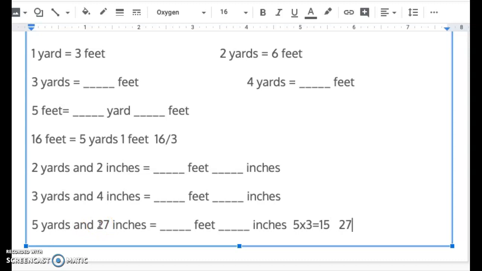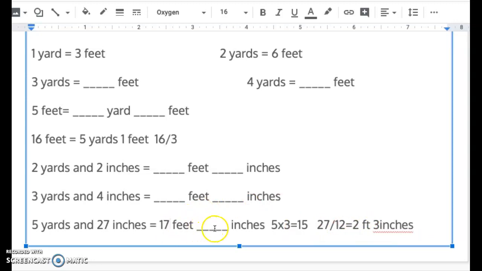27. And I'm going to divide 27 by 12, because I think I could get more feet out of there. I believe that there are 2 feet, right? 12 times 2 is 24. If I subtract 24 from 27, I'll have 3 inches left. So now what's my answer? I have 15 feet here and 2 feet here for a total of 17 feet, and I've still got my 3 inches right there.